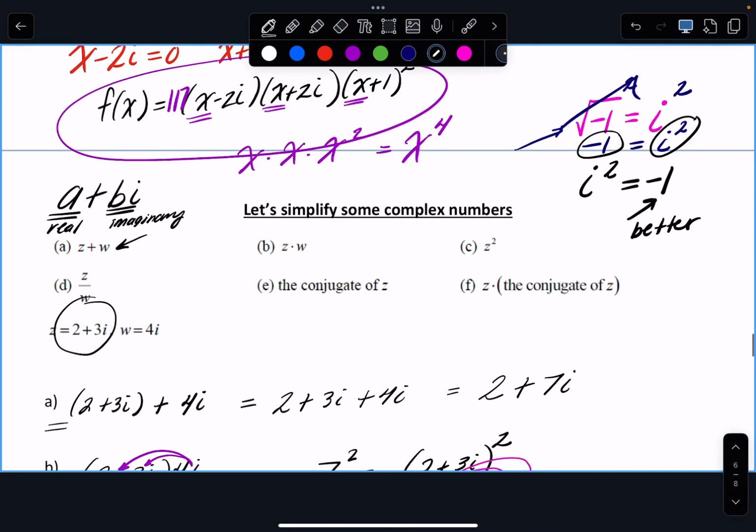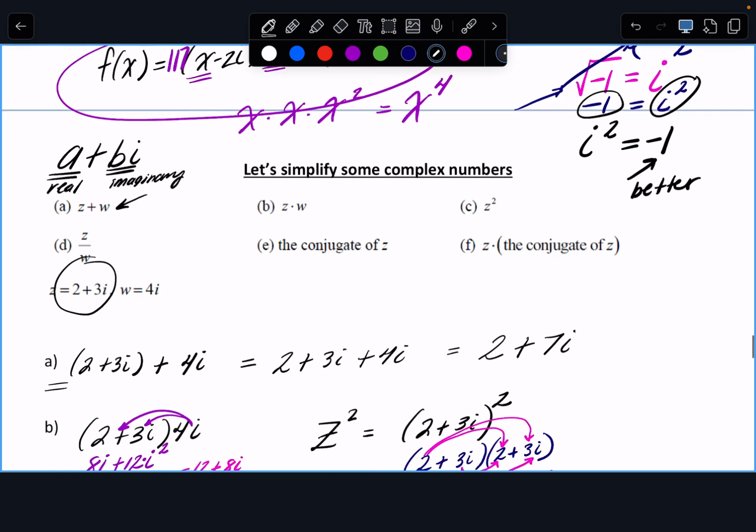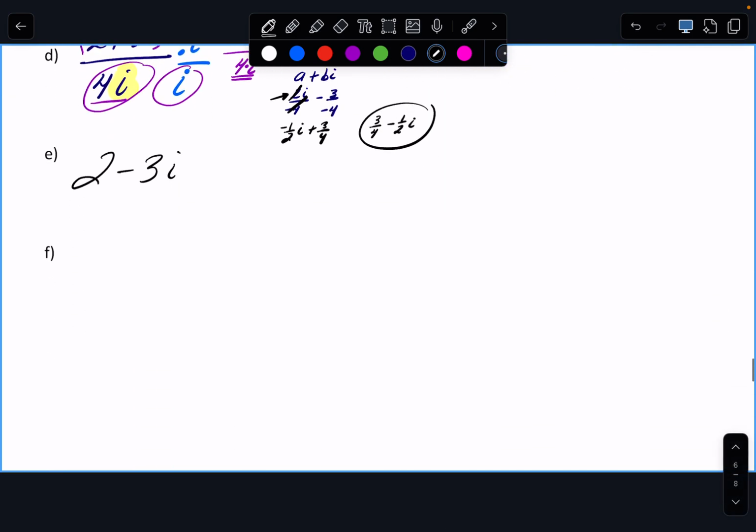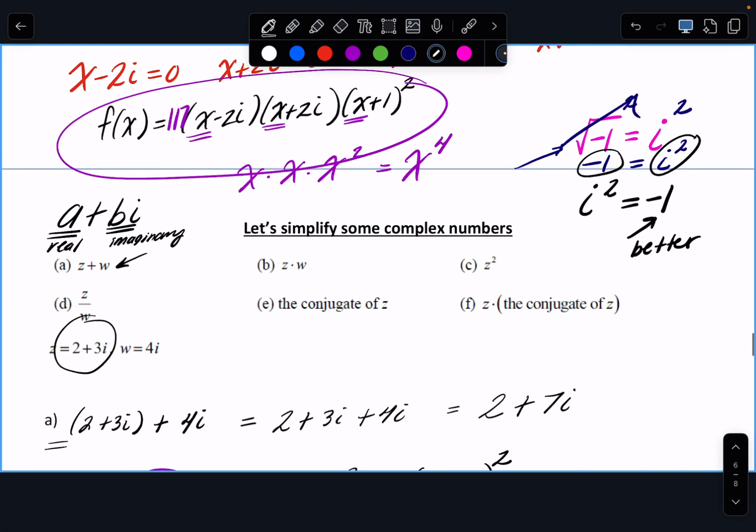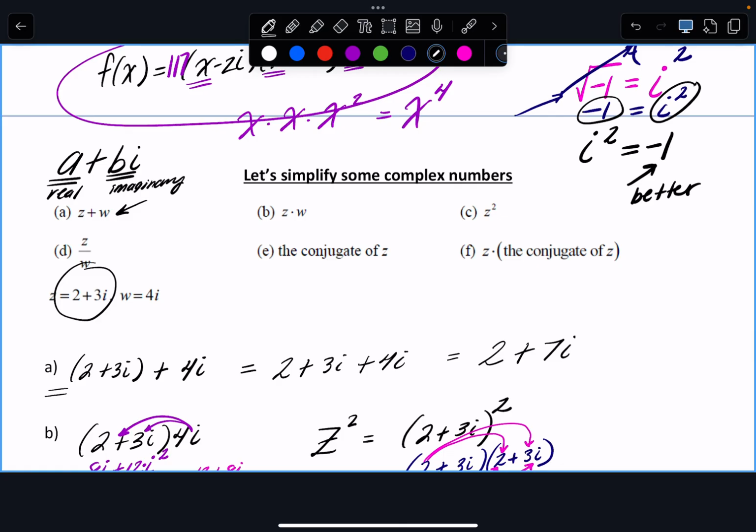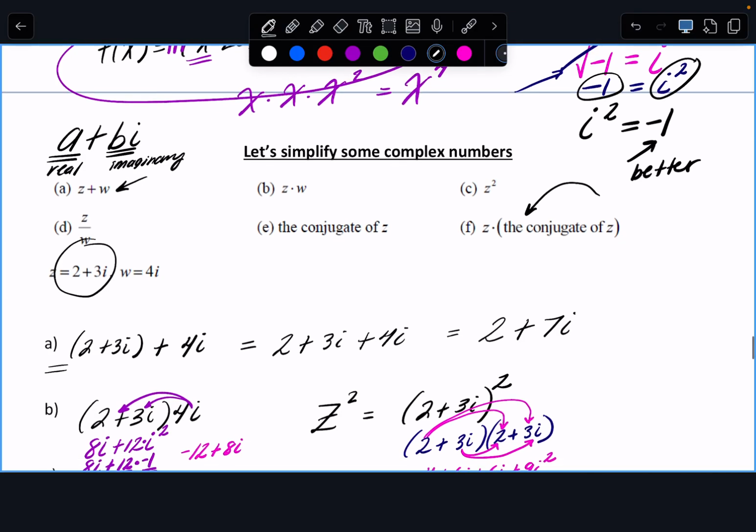There's a reason they're doing that because that brings us to, oh, never mind. The conjugate of z. What am I asking? Is that it? A, B, C, D, E, F? Have we done them all? Did I skip one? The last one. z times the conjugate of z. Why did I not see that? Oh, right there. z times the conjugate of z.